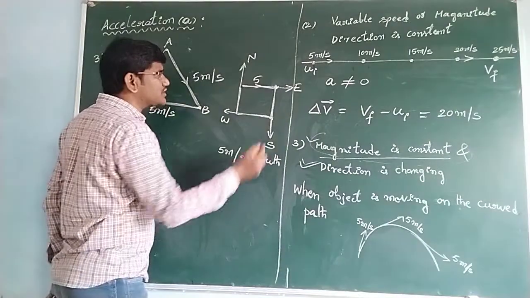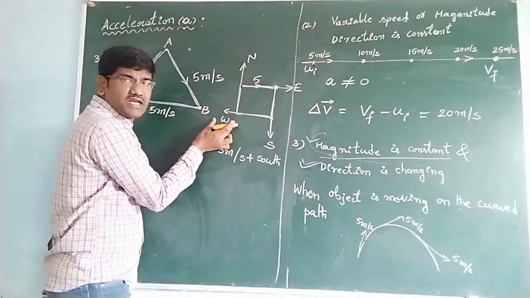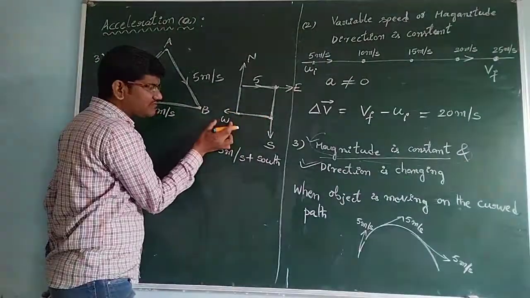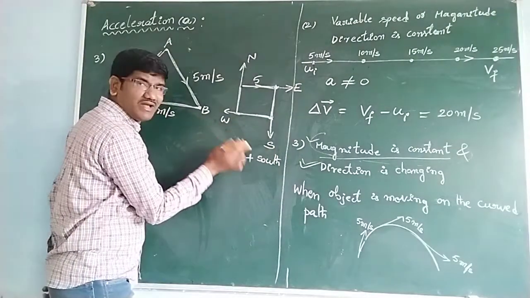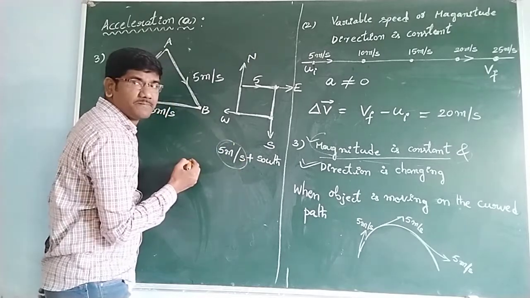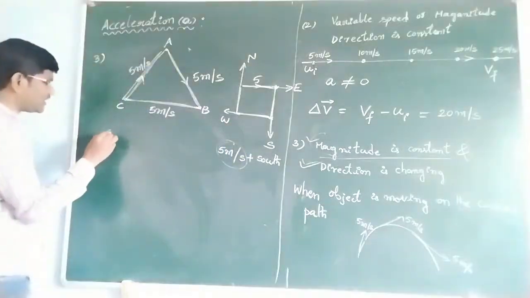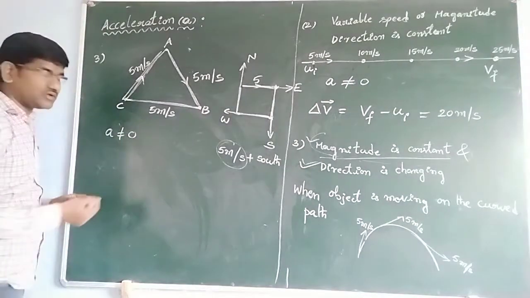Here to here velocity is 5 meters per second along south. Here 5 meters per second along east, here 5 meters per second along west. This is along west, this is along south. These two velocities are different, even though magnitudes are constant. Okay, in this situation also acceleration is not equal to 0. Acceleration is not equal to 0 students.